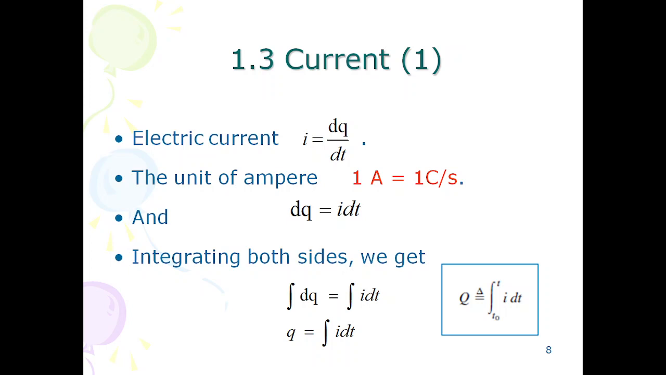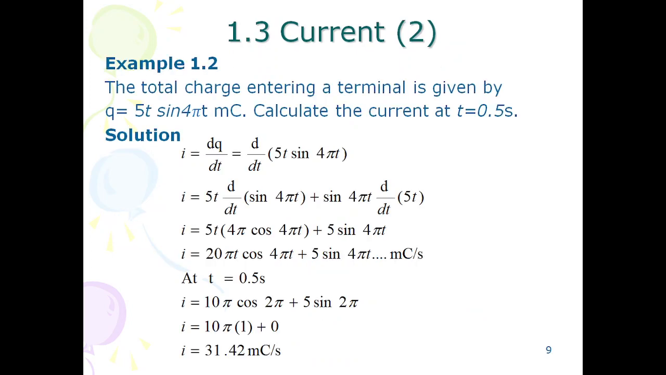Integrating both sides, then we find a formula: Q is equal to integral of i dt. Then we have example 1.2. Total charge entering a terminal is given as q. We have to find out the current at time 0.05 second.